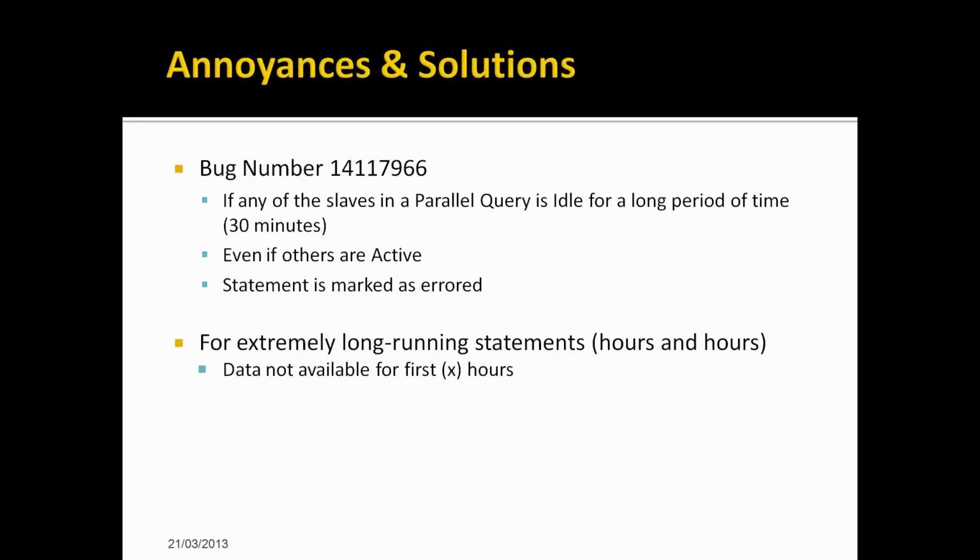Something that a friend, Lisa Dobson, brought to my attention, and there's various little bugs around SQL Mon not retaining information, but this one here, bug number 14117966. If you've got a parallel query and any one of the slaves is idle for a long period of time, i.e. 30 minutes, even if you've got other parallel query slaves which are active, SQL Mon will mark the statement as errored. Now, on the one hand, it's crazy, but when you look at Oracle's information on this bug, they're kind of like, well, we're not sure this is something we actually want to fix.